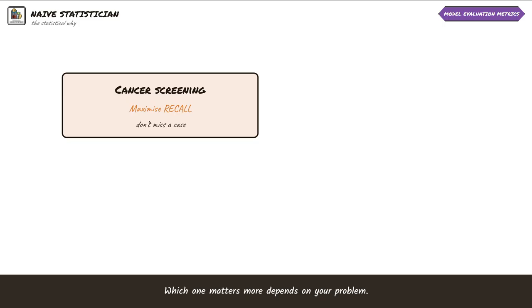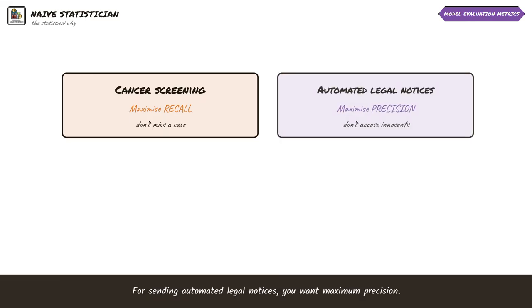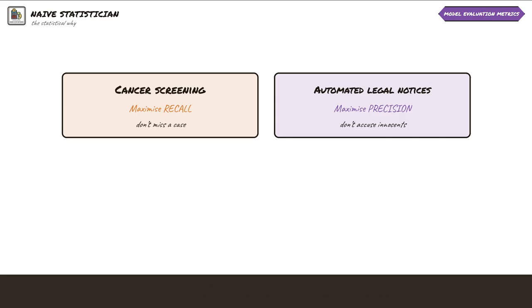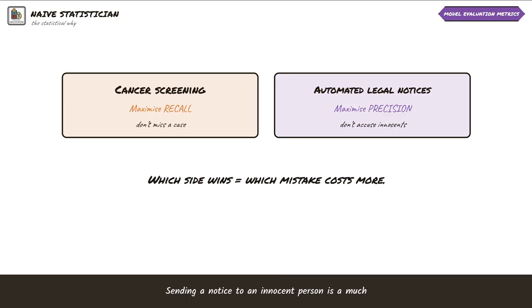Which one matters more depends on your problem. For cancer screening, you want maximum recall. Better to flag too many and follow up than to miss a case. For sending automated legal notices, you want maximum precision. Sending a notice to an innocent person is a much bigger problem than missing one guilty person.